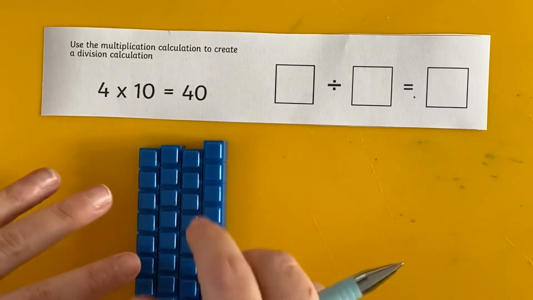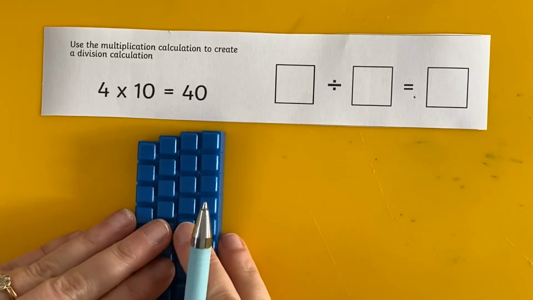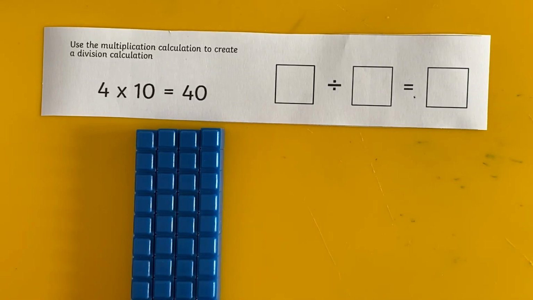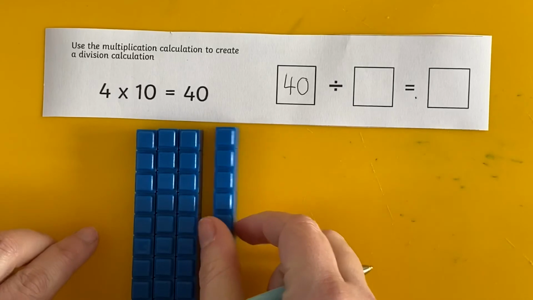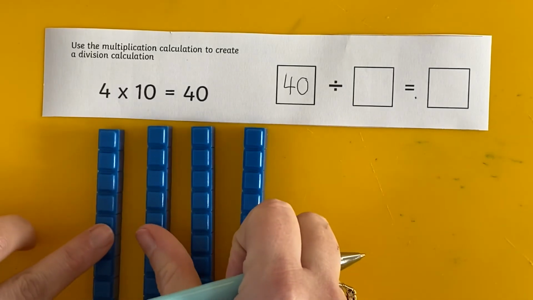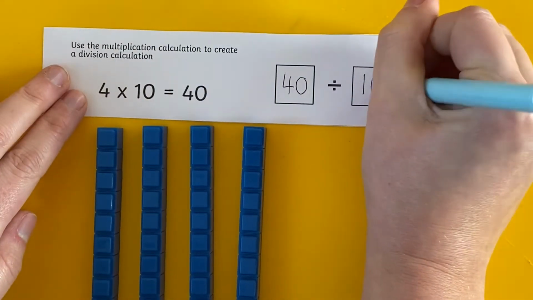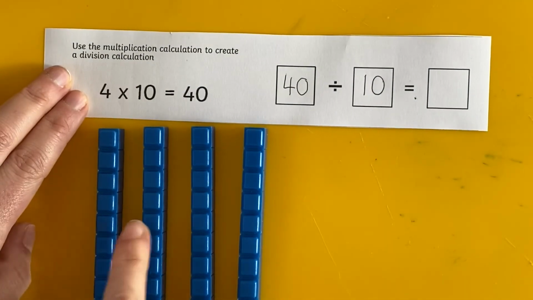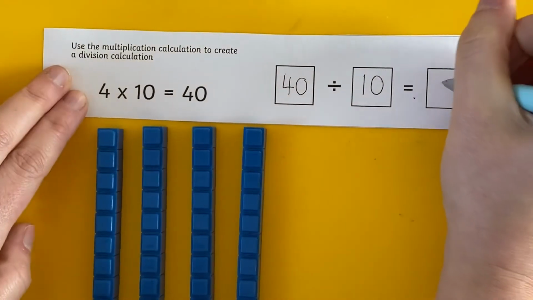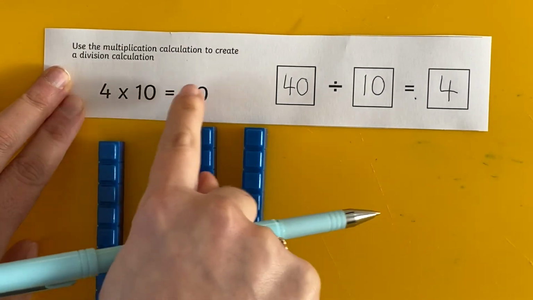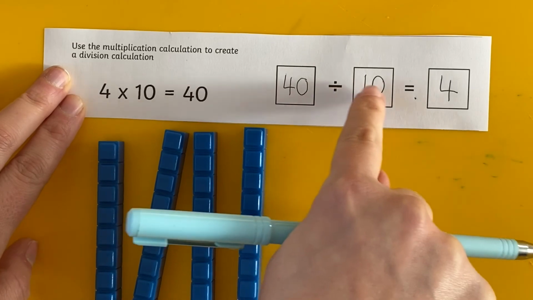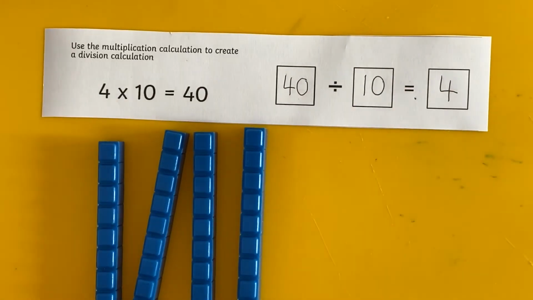We can flip that number sentence around and we start with 40. That's our total number. We divide them into groups of 10. And how many groups do we have? 1, 2, 3, 4. Does this match up with this? 4 times 10 equals 40. 40 divided by 10 equals 4. It matches up. Now it's your turn to have a go at some of these questions on your worksheets.